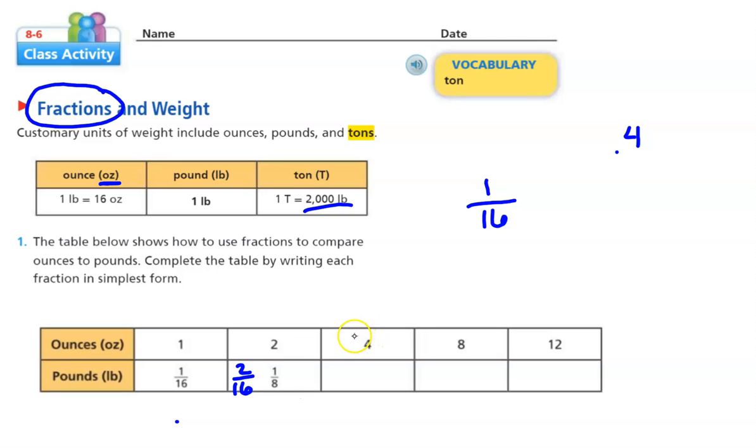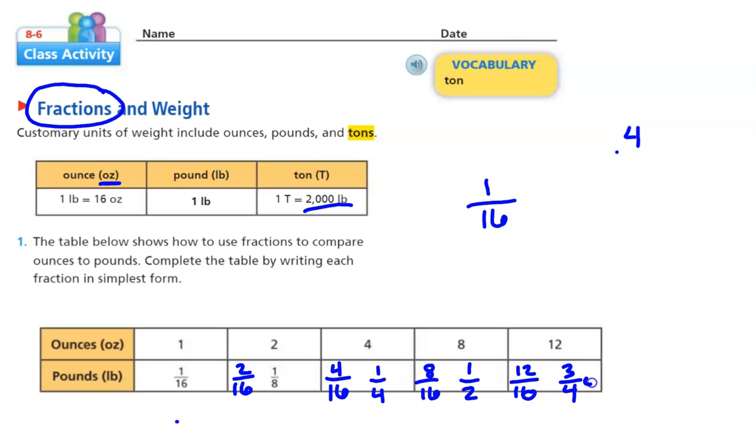So for 4 ounces, remember that would be 4 ounces out of the entire 16 that there are in 1 pound, and altogether that's going to be 1/4 of a pound. Okay, then for 8, that would be 8 ounces out of 16 ounces altogether, which then would give us a 1/2 pound, because that's our equivalent fraction there. 8/16 is 1/2. And then finally, if I had 12 ounces out of the 16 ounces that there are in a pound, that actually reduces down to 3/4.